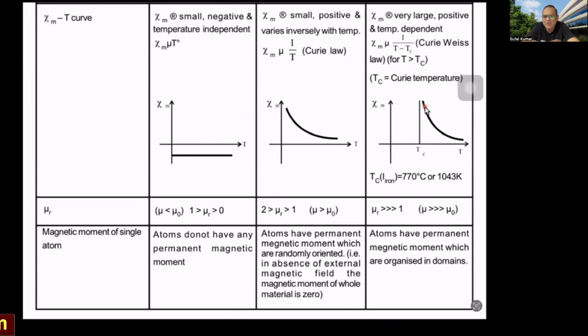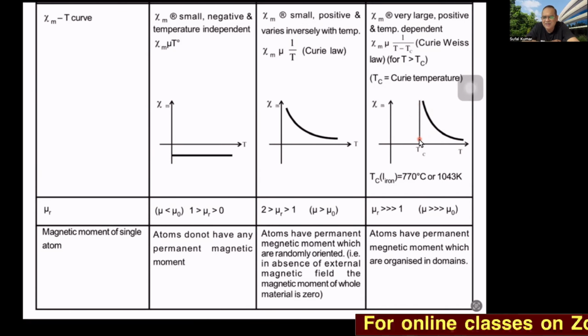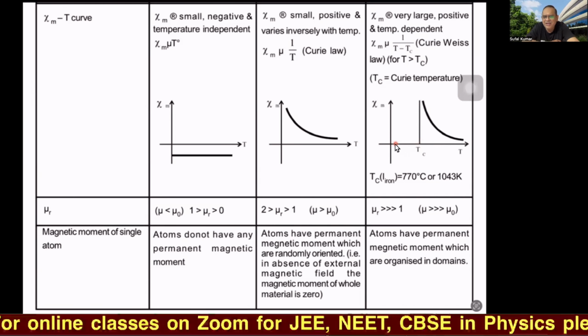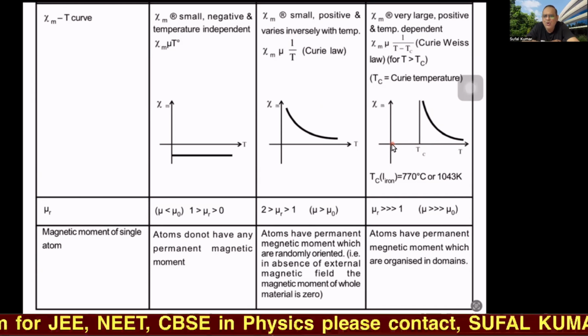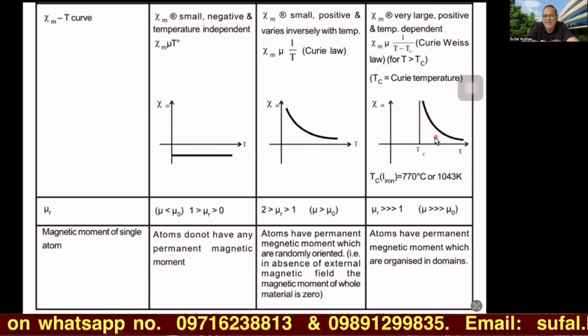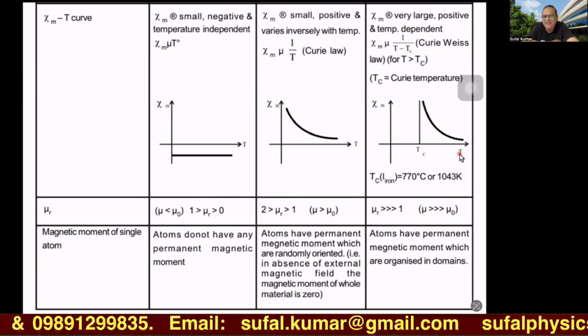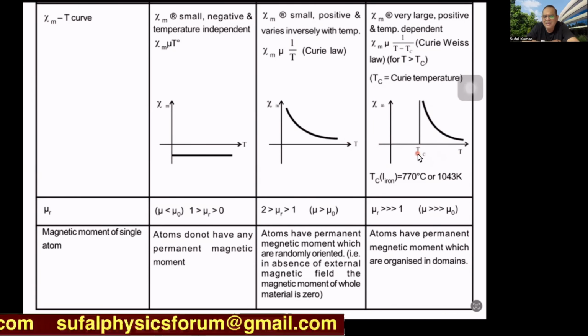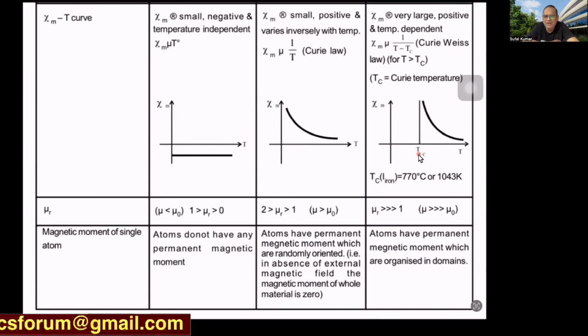Then for ferromagnetic, again chi-m is inversely proportional to temperature only, provided this Tc line is the barrier. That means below this there is no variation at all. In this region there is no variation, beyond this Tc only is this analysis. And remember, this T is absolute temperature in both these situations, and Tc was the Curie temperature.